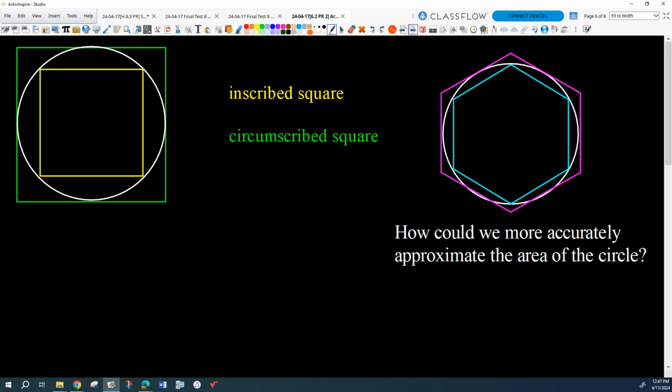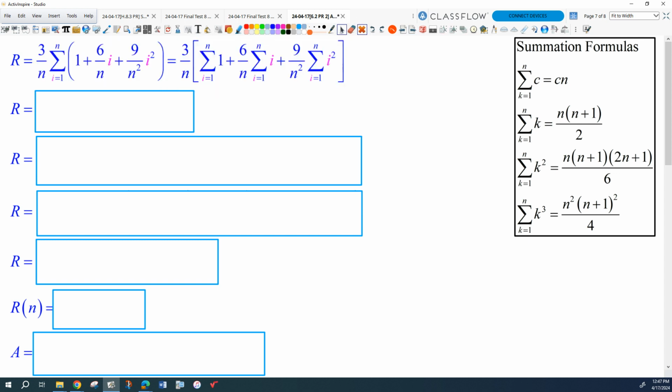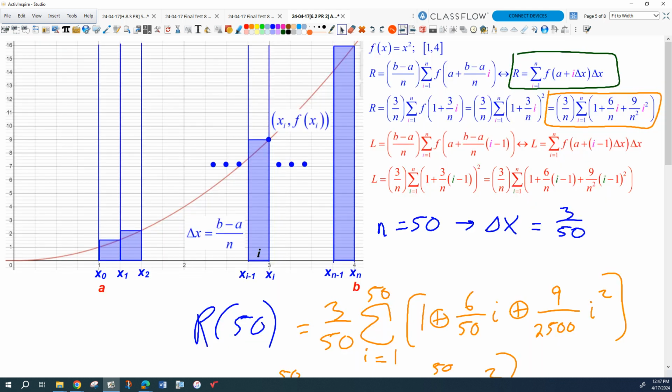So today, this is a big day. Today we're going to do something important here. We're going to do the same thing with the same function. The curve is the function f of x equals x squared, and we're going to go from 1 to 4. Those are A is 1, B is 4.